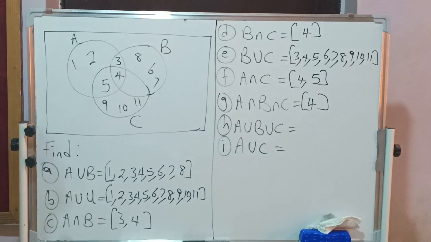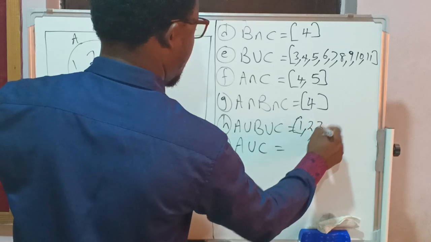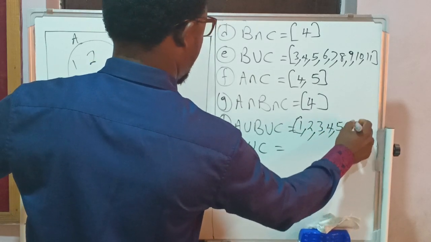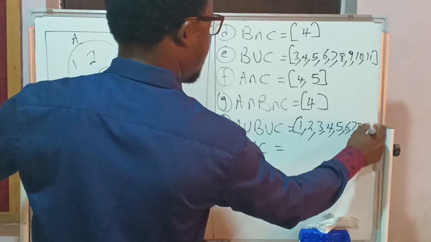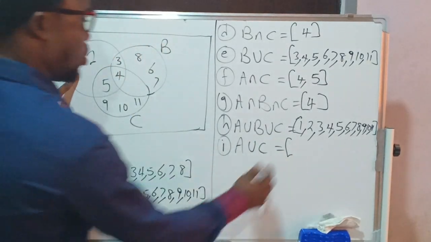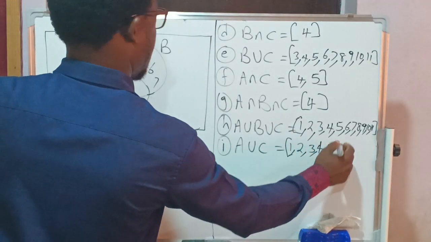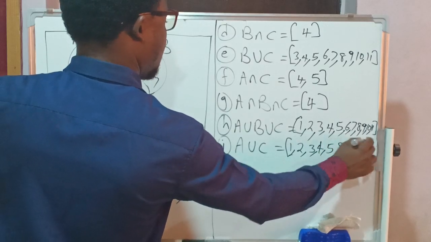Then we go to the H. A union B union C. That is all the elements that make up A, B, and C. And that has to do with all the elements we are saying here, which is 1, 2, 3, 4, 5, 6, 7, 8, 9, 10, 11. And then the last question here says A union C. All the elements that make up A and C. And that is, starting with 1, 2, 3, 4, 5, 9, 10, 11.